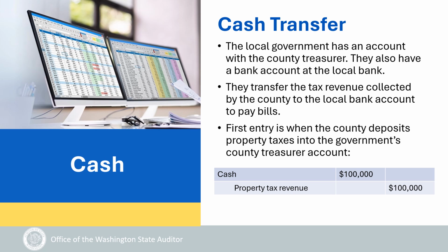The initial entry is a debit to cash and a credit to property tax revenue. This transaction will, in essence, increase the cash balance for the government and increase the property tax revenue. As we discussed earlier, a credit to a revenue is increasing the revenue. This initial entry is only to recognize the receipt of the property tax revenue collected.